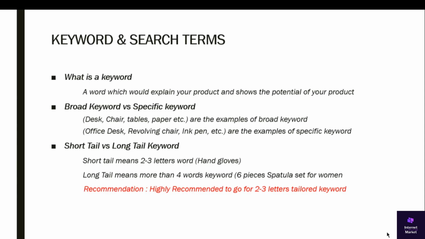Let's discuss the short tail and long tail keywords and their importance. The keyword with 2 or 3 words is a short tail word, while the long tail keyword has more than 4 words. We have to list down all the keywords that are relevant to the product using Helium-10, which we will discuss further in the next lecture. It is recommended to go for short tail keywords comprising of 2 to 3 words, as conversion rate is maximum for the specific short tail keywords.